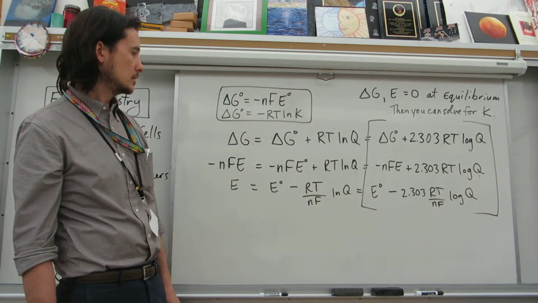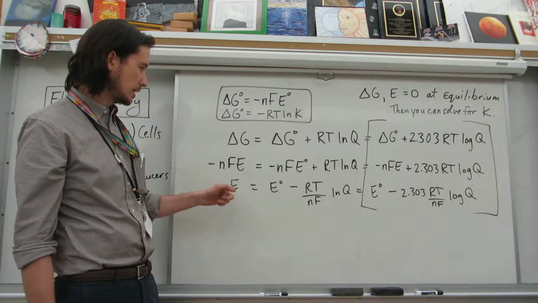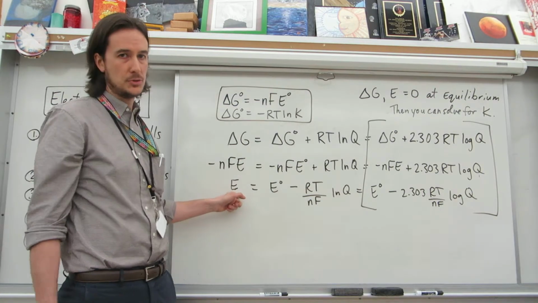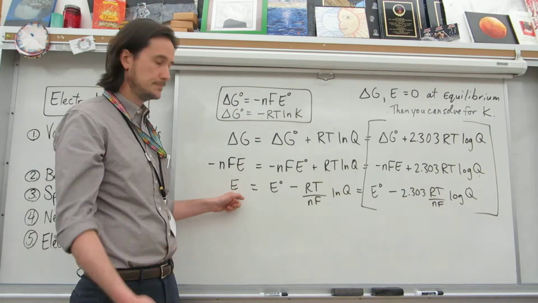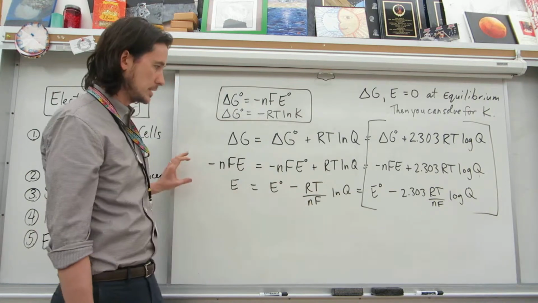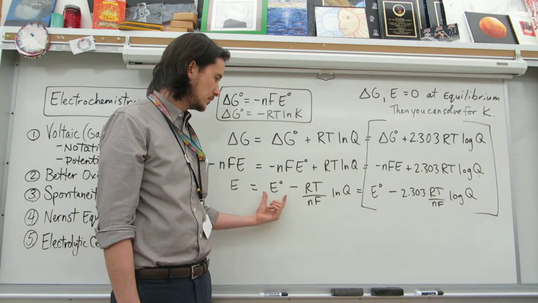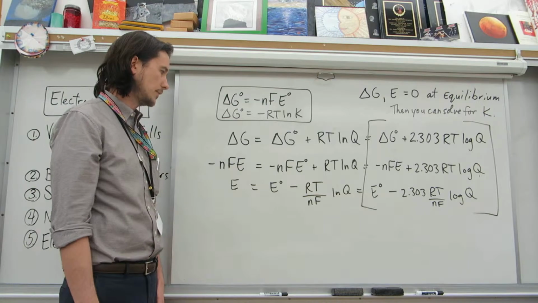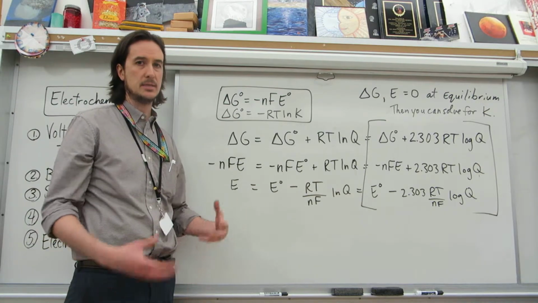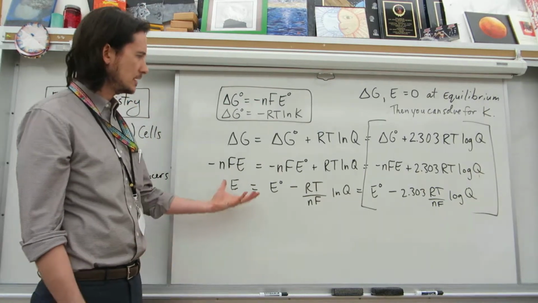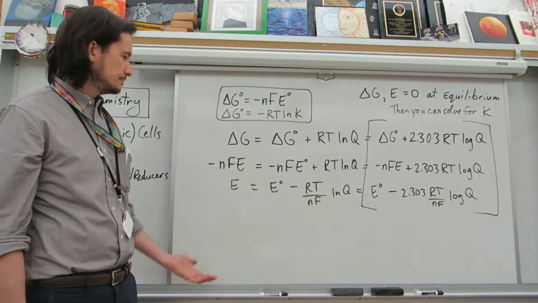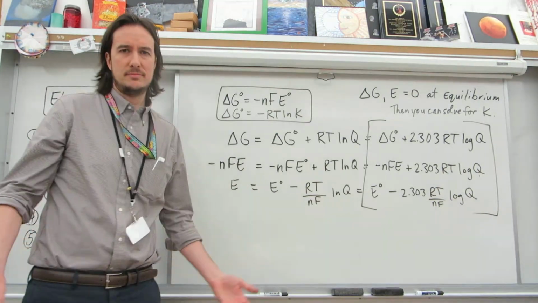So if we want to solve for K, we would say, okay, then there's no potential. So that's 0. Now we move this to the other side, make it K, and then we can figure out what the equilibrium constant is equal to for a reaction. So that's Nernst. I don't solve, just do the math.